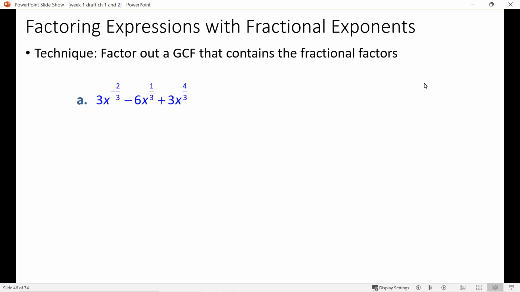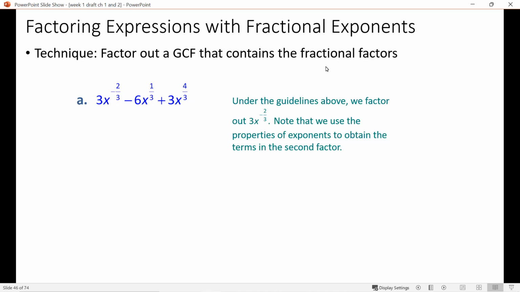Okay. So let's do a couple more factorings that are a little odd. Let's say we've got a fractional exponent and we want to try to factor this polynomial. The technique when you have weird stuff like this is to factor out a GCF that contains the fractional factors. Notice that these are all x to some third. So we can pull out that x to the negative 2/3. All right, by pulling out that x to the negative 2/3 and also a factor of 3 as the GCF, notice the powers of x that we are left with.